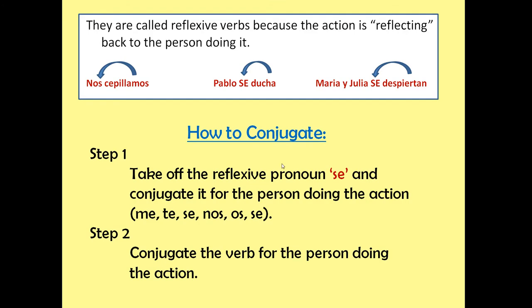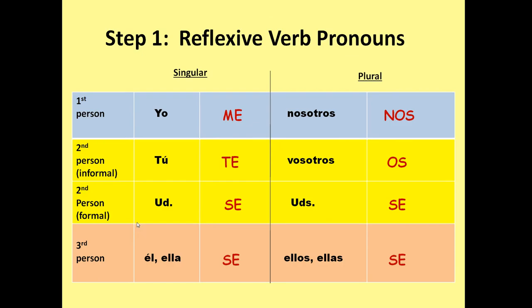So now here's how you conjugate those verbs. Step 1, you're going to take the se off of the end. If you see it on the infinitive, you're going to take that se off. And then you're going to conjugate your verb like normal, okay? And you're going to pick the correct pronoun that goes with it. Okay, so here are your pronouns right here.